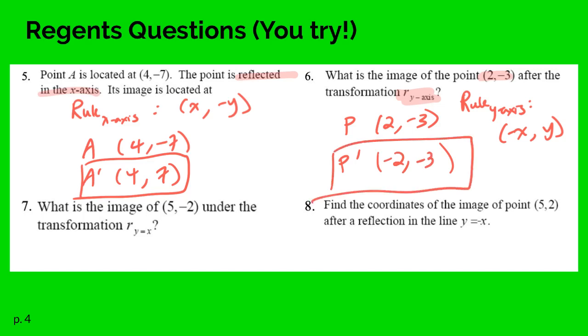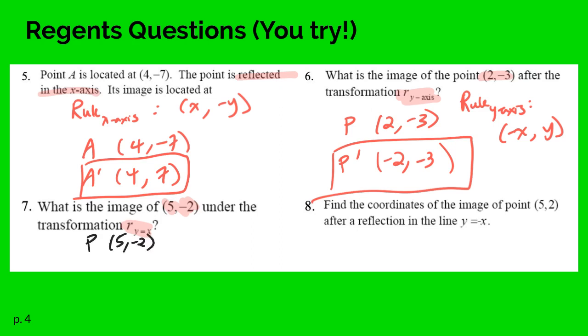Let's move on to number 7. It says, what is the image of 5, -2 under the transformation of a reflection over y equals x? So once again, I just want to highlight that I'm doing a transformation of a reflection over the line y equals x, and my original point is 5, -2. Once again, I don't have a name for this point, so I'm just going to call it P.